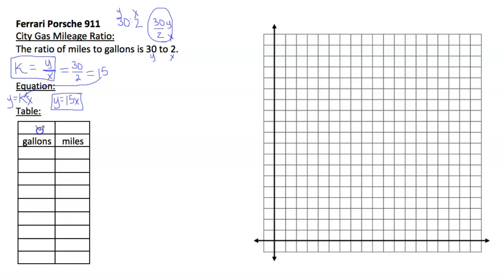Remember that x is always the left column and y is always the right column. Just something you need to memorize because on the EOG, sometimes they'll just write gallons and miles. They won't tell you that this is x and this is y. You'll need to know how to label that yourself.